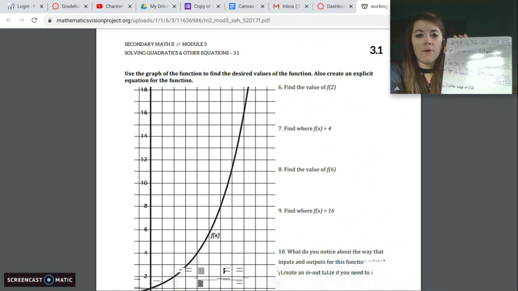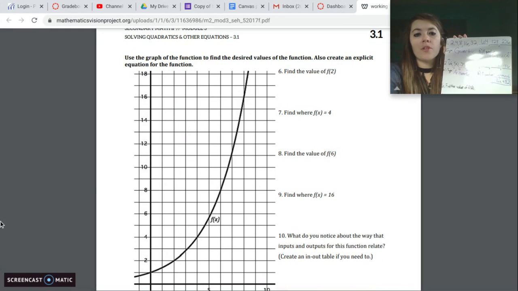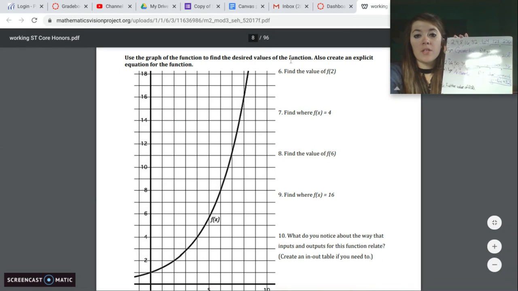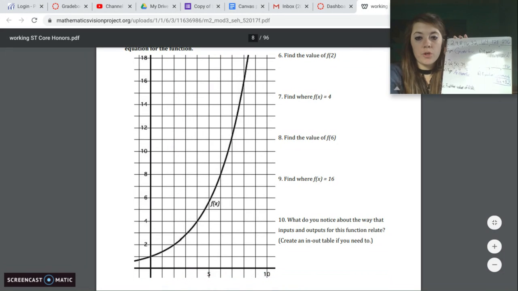All right, for this next part, use the graph of the function to find the desired values of the function. Also, create an explicit equation for the function. So for number 6, find the value of f of 2. So f of 2, that means when our x value is 2, we want to know what the y value is. Well, in this case, it's also 2.